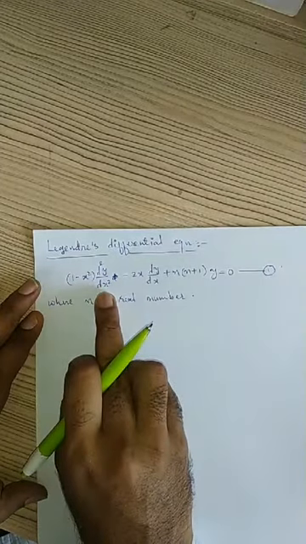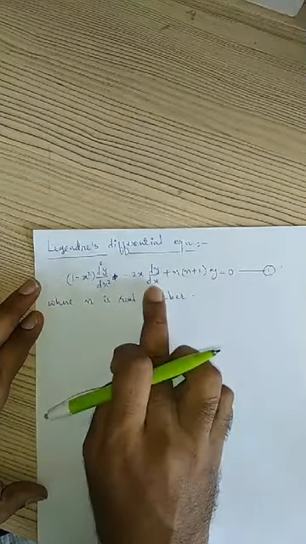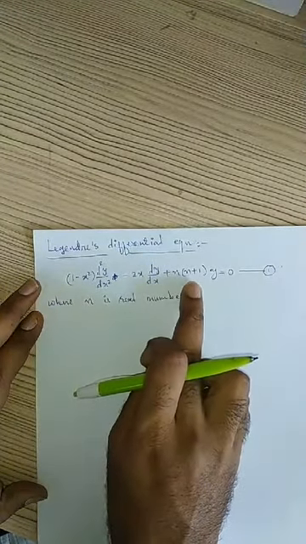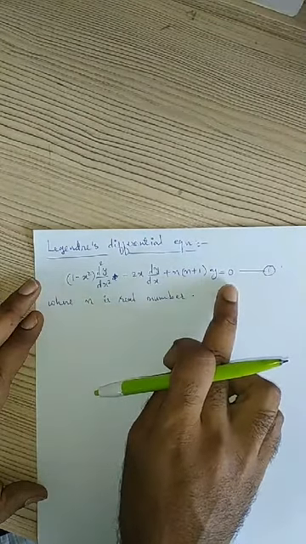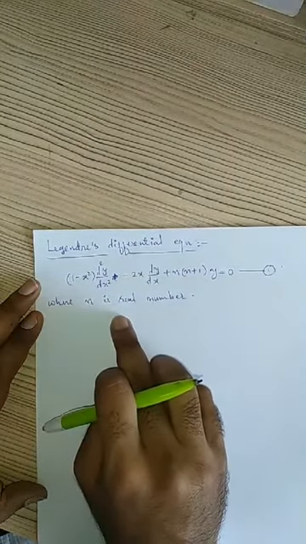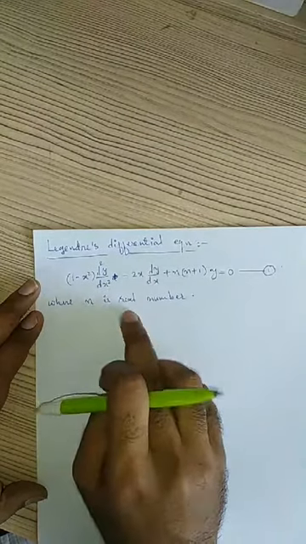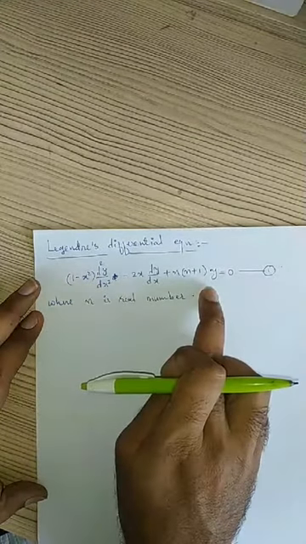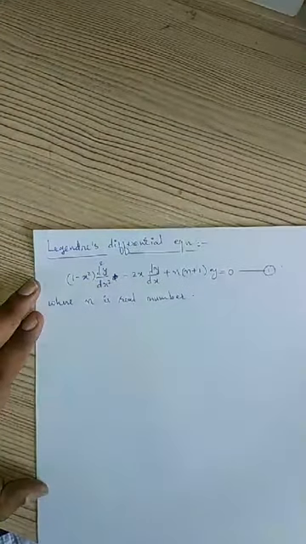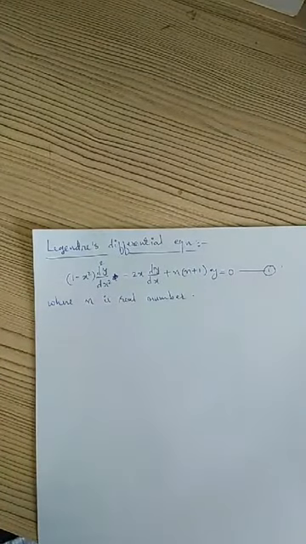minus 2x into dy by dx plus n into n plus 1 into y equals to 0, where this n is a real number. So an equation of this form is called Legendre's differential equation. Related to this we don't have much, but for the solutions of this equation we don't even have the methods for solving. In the syllabus we don't have a method for solving this equation, right?